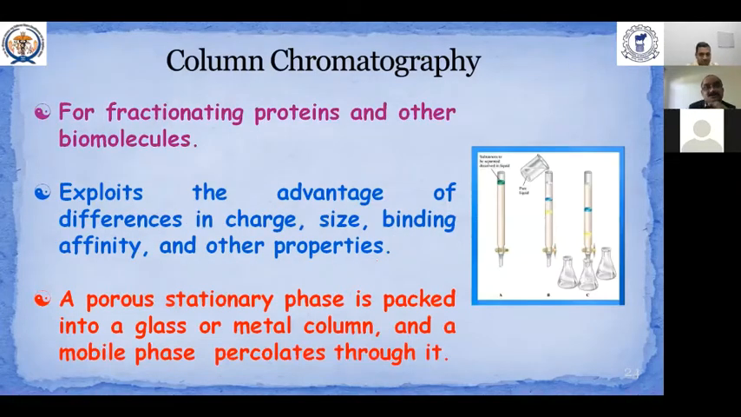So next is column chromatography. Column chromatography is the most powerful method for fractionating proteins and other biomolecules, which exploits the advantages of charge, size, binding affinity, and other properties of the material. In this technique, a porous stationary phase is packed into a glass or metal column, and a mobile phase percolates through it.